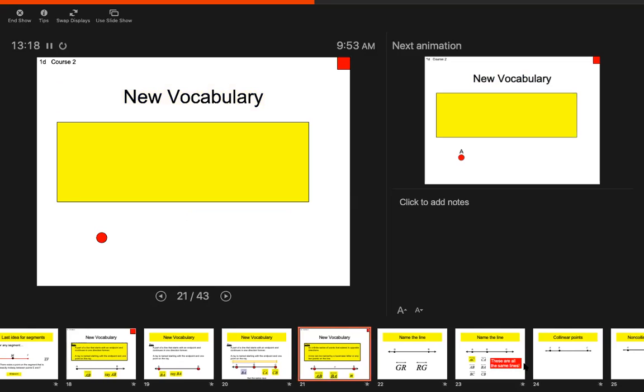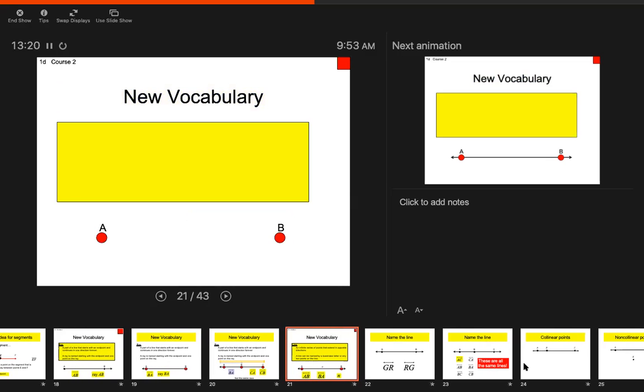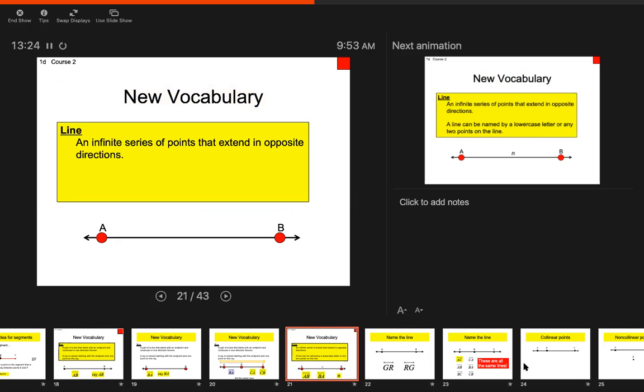Okay. The next one is that we have 2 points and we go in opposite directions, not one direction, but opposite directions forever. That's the definition of a line. A line is named by any 2 points along the line. Because remember, it goes on forever, right? Rays only go in one direction forever, but lines go in opposite directions forever. So all you need is to pick 2 points on the line and you got the name of the line.